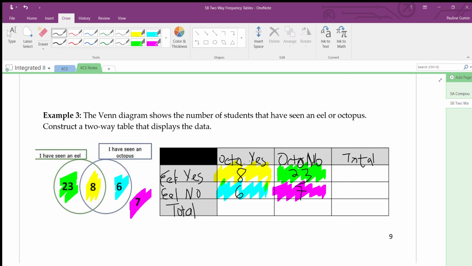All we have to do now is add. I'm first going to add across. 8 plus 23 gives me 31. 6 plus 7 gives me 15. Now I'm going to go up and down. 8 plus 6 is 14. 23 plus 7 is 30. 31 plus 15 is 44. Just to double check, does it work across? 14 plus 30, yep, 44.